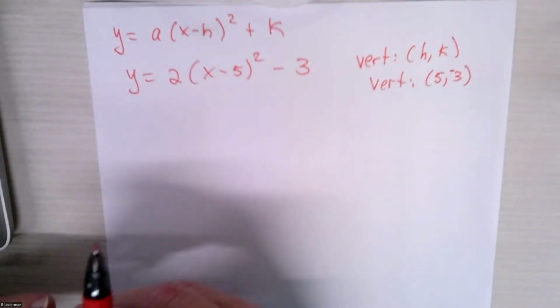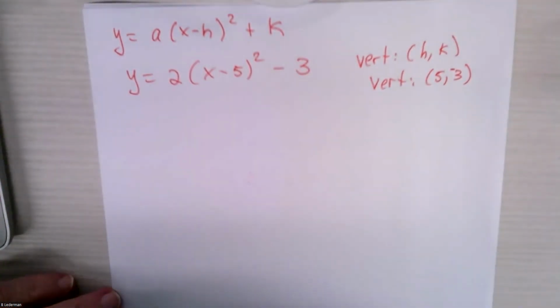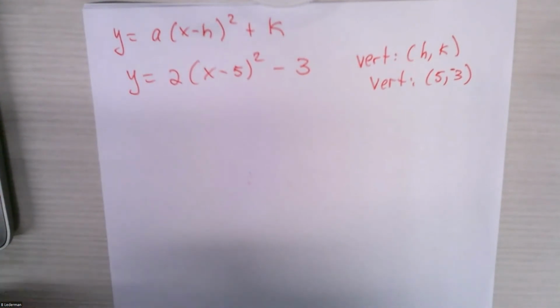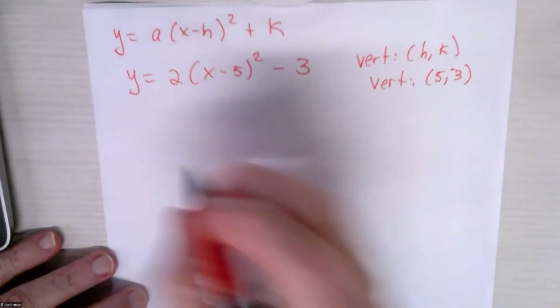Now in terms of finding the x-intercepts and the y-intercepts, I can't just look at the last number. There's no quadratic formula. It's not that hard. If you want to find the x-intercept, you just set y equal to 0.